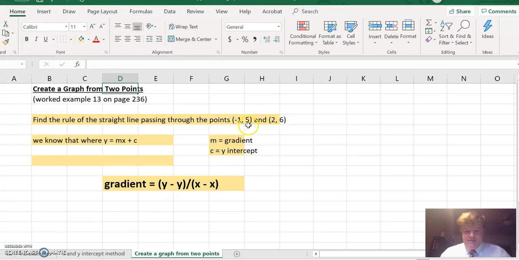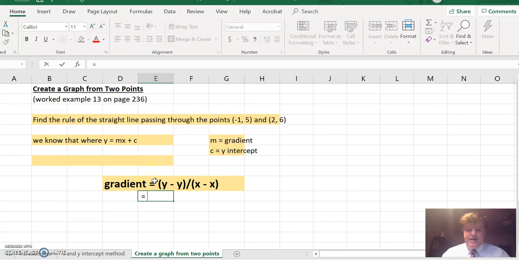So this is point 1 and this is point 2. So -1 is x1. The 5 is y1, because the x value is always first and y is second. This is x2 and y2. So let's have a look at putting the numbers into this rule. This is just a rule that's given to us.